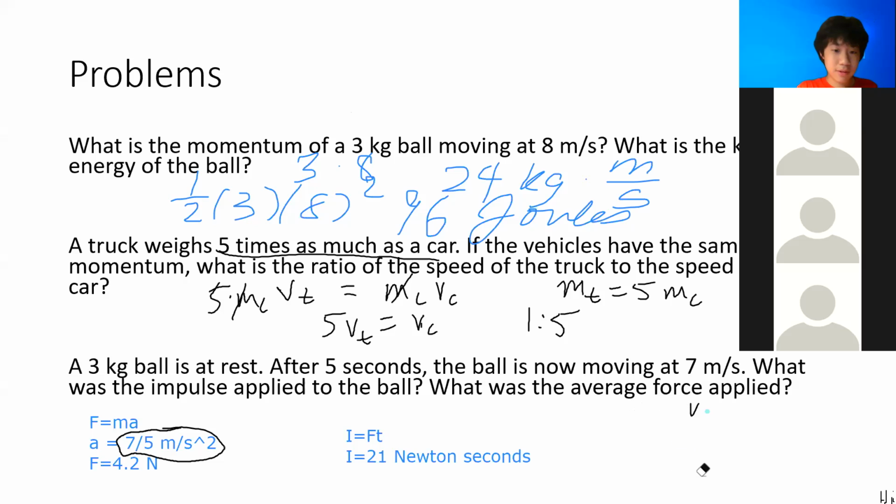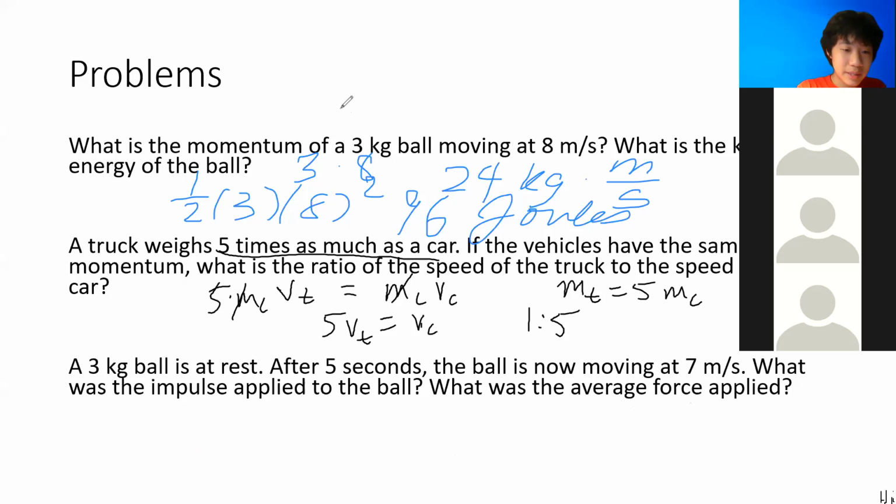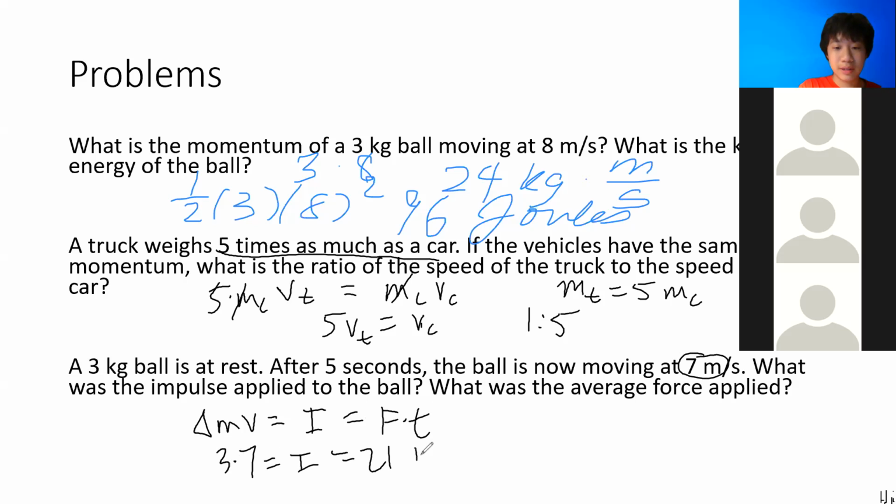Another way you could do it with momentum is by saying the change in momentum equals impulse, which we can call I, and impulse equals force times time. So using momentum, we can solve this as well. Change in momentum, initially it's 0. In the end, it's going to be moving at 7 meters a second. So 3 times 7 equals impulse, which will also be 21 kilogram meters per second. And so with impulse, 21 equals force times time, divide by 5, force also equals 4.2 newtons.